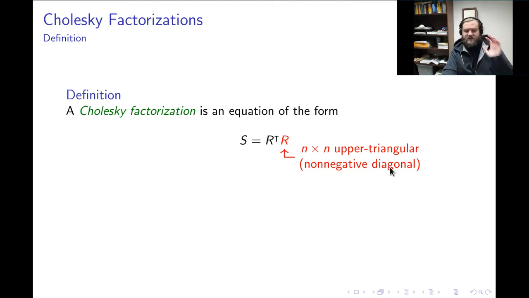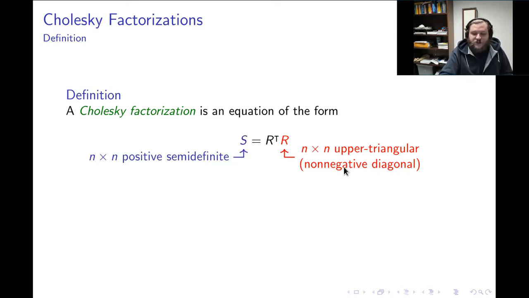So this is a very specific situation. Here I would have a real symmetric matrix factored as the Gramian of an upper triangular matrix whose diagonal has non-negative numbers on it. Of course, as soon as I know that S equals the Gramian of anything, I know that S has to be an n by n positive semi-definite matrix. So a Cholesky factorization is something that only positive semi-definite matrices have.